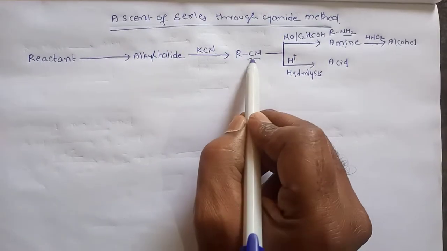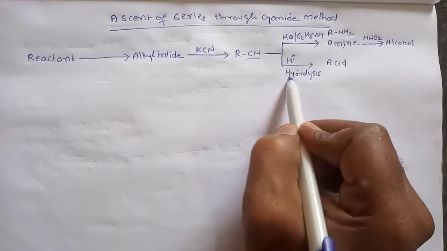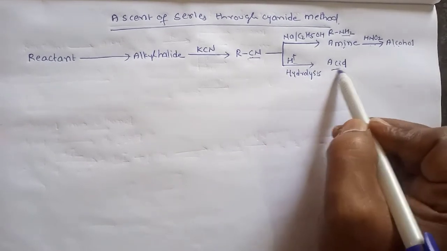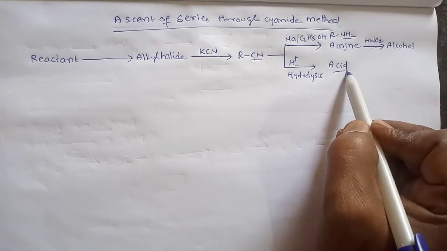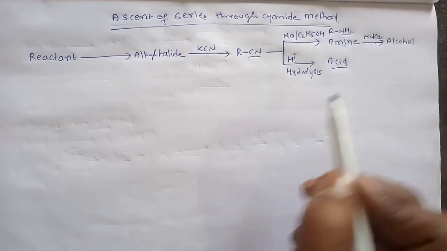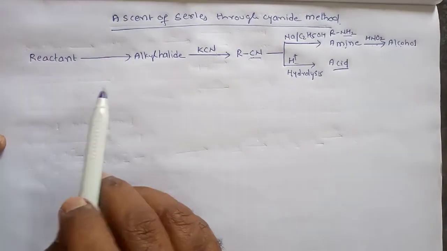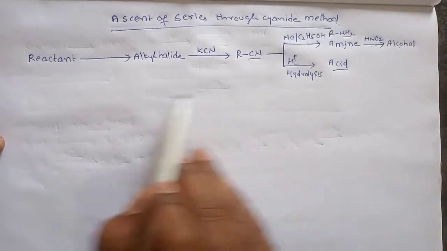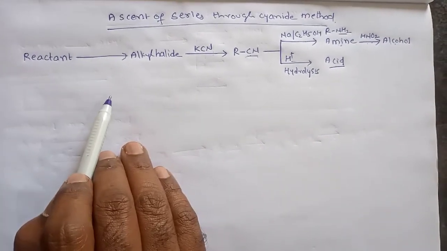Suppose this cyanide undergoes hydrolysis in the presence of concentrated acids, and it will give carboxylic acids. Okay, so while you are solving conversions, this general method you have to write. By using this, we will solve a few examples.